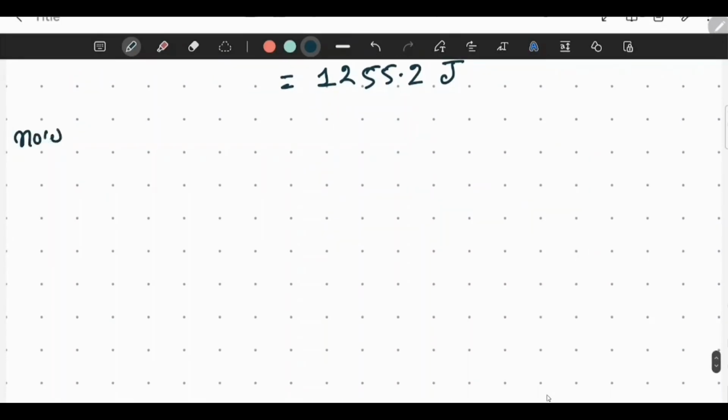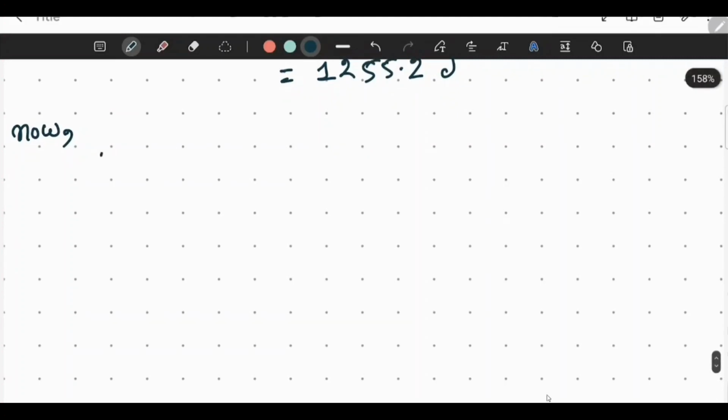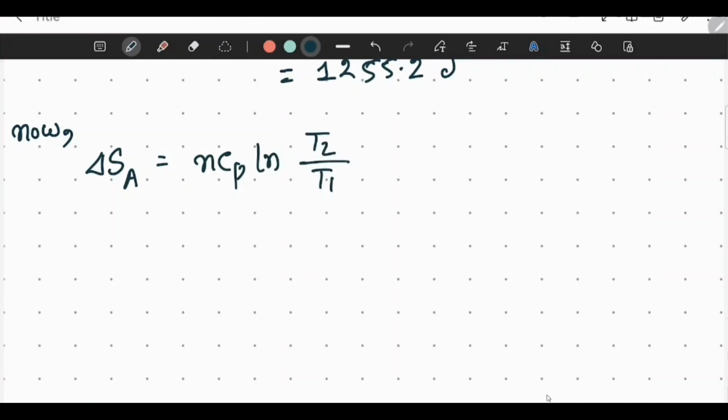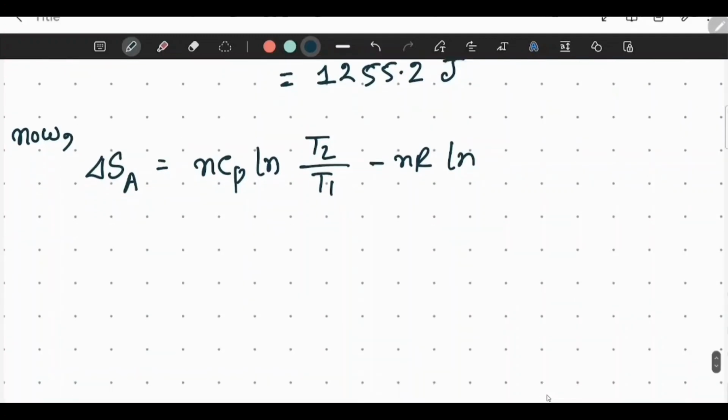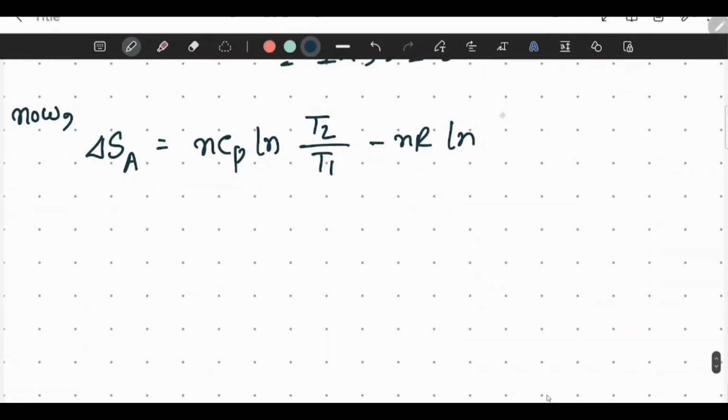Now we have to calculate also the del S. For species A, we know this will be n C_P ln T2 by T1 plus or minus n R ln P2 by P1. If it is C_V, then it will be V2 by V1 and the sign will be changed. But here we have to keep in mind that the temperature is only changing. Pressure and volume are the same, so this value will be 0. So n C_P ln T2 by T1.